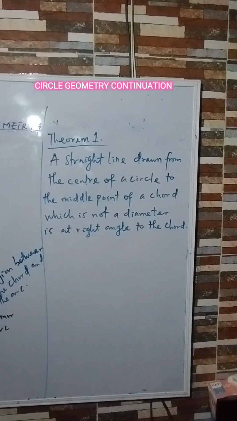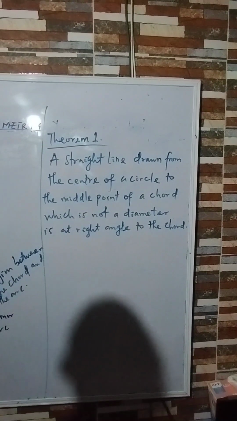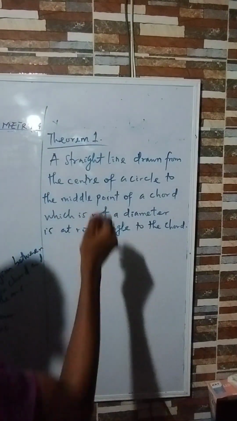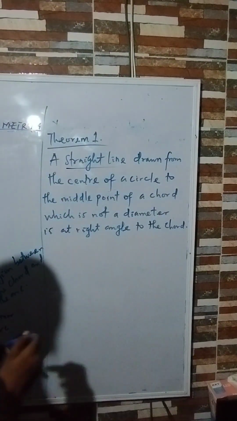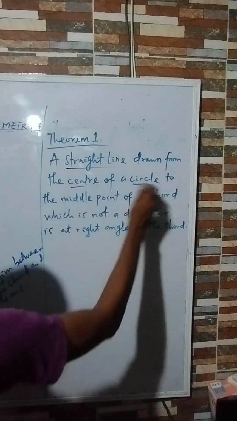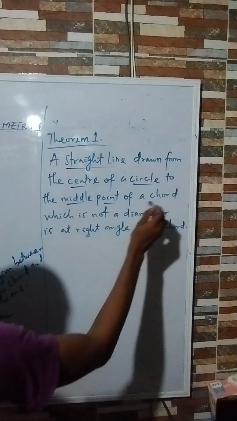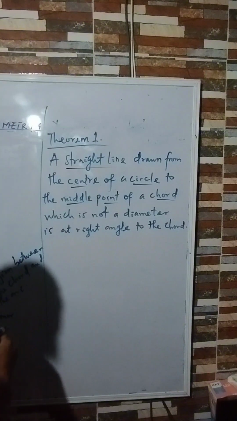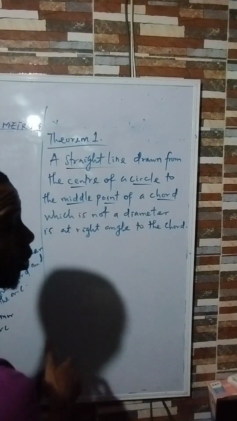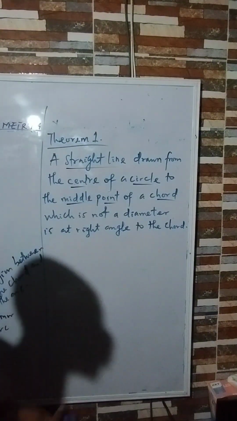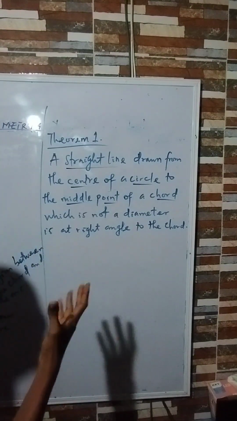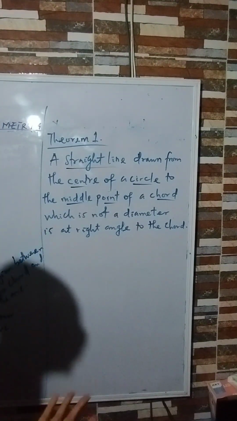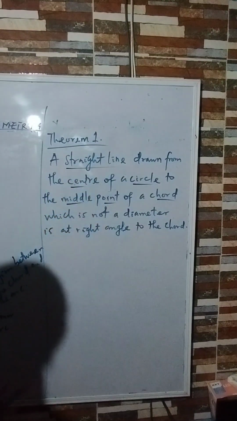Alright, so looking at this particular theorem, the theorem states that a straight line drawn from the center of a circle to the middle point of a chord, which is not a diameter, is at right angle to the chord. You should know these theorems in your head because those are what we are going to be using majorly to answer questions.